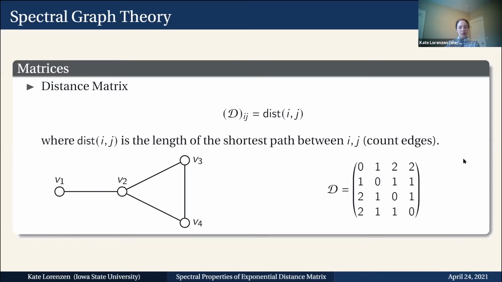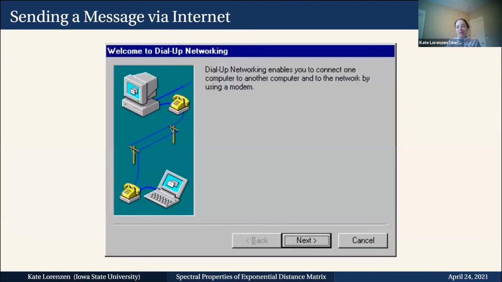Now, something I really like about the distance matrix is the history of it, and one of the first times it was studied. It was originally studied way back in the day when they were trying to set up the internet, trying to figure out a way to have computers talk to each other, to be able to send messages to one another in an efficient manner. So the problem that the distance matrix was initially studied for was something called the addressing problem.